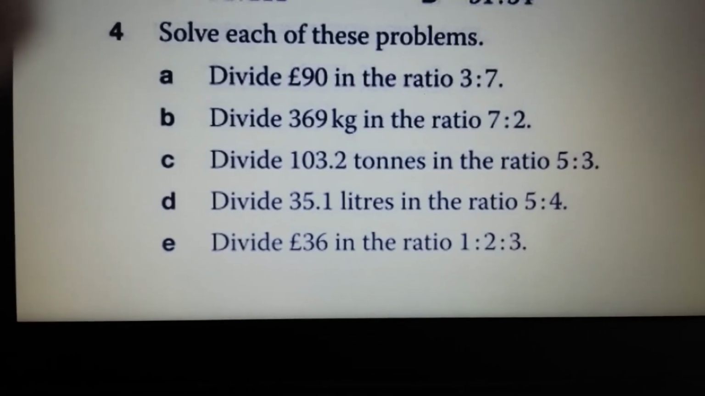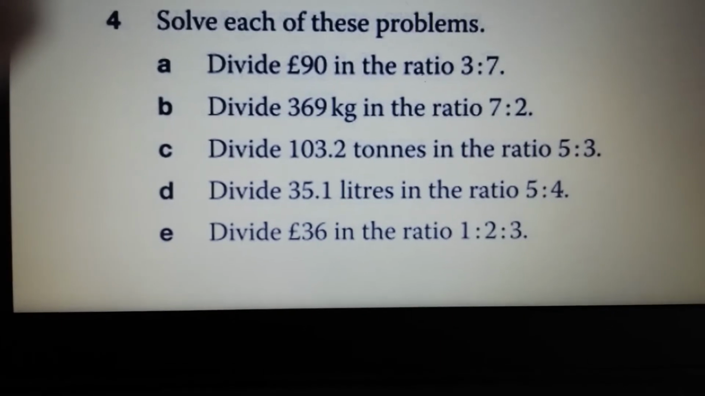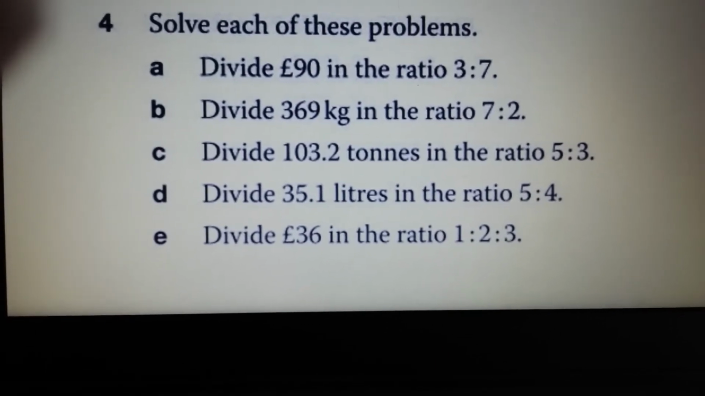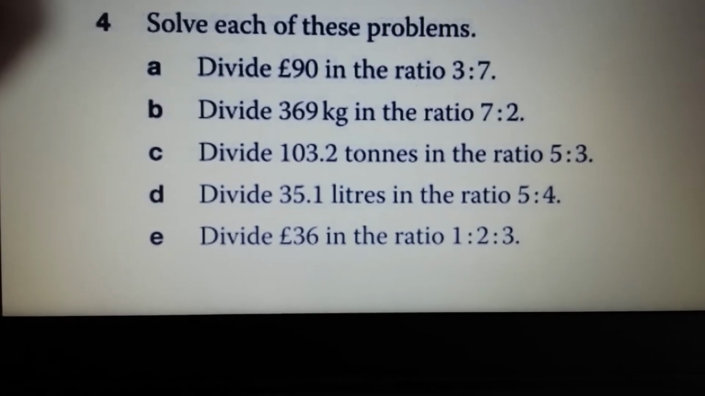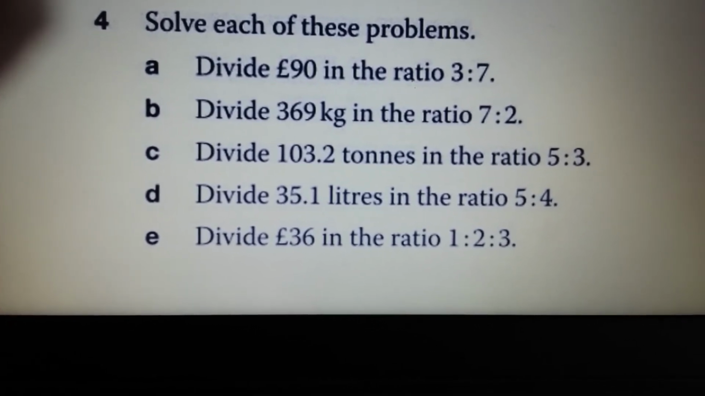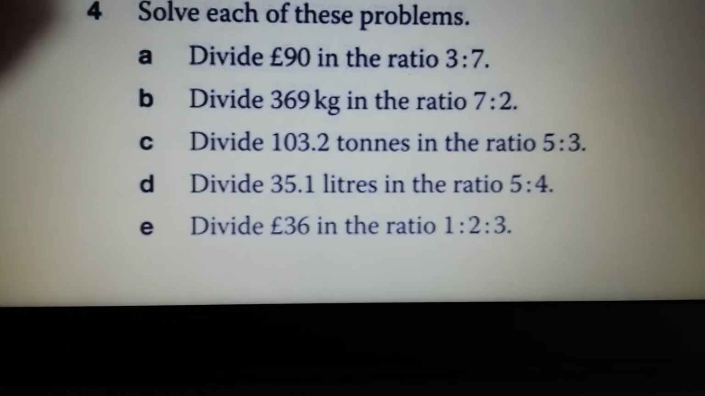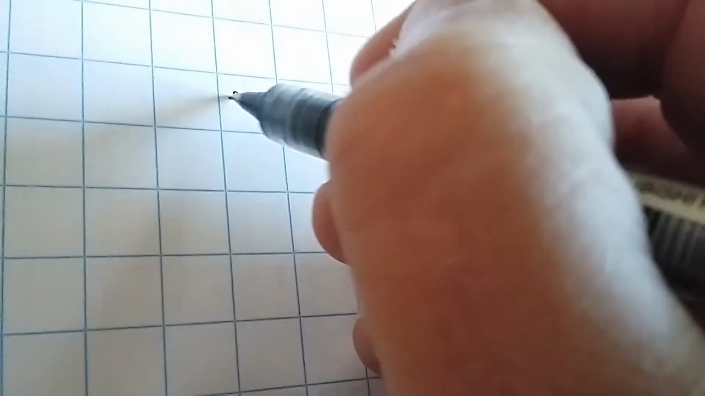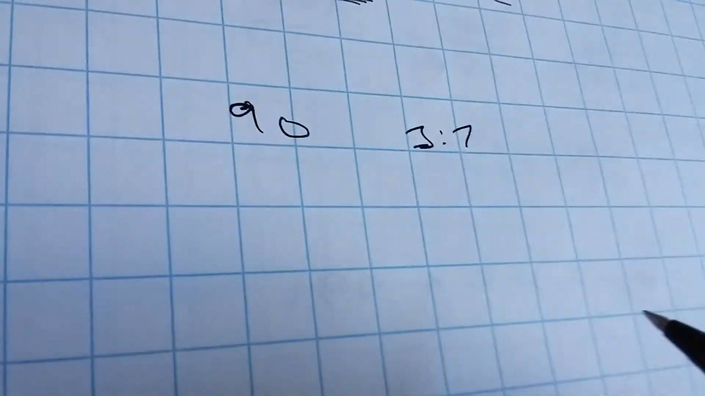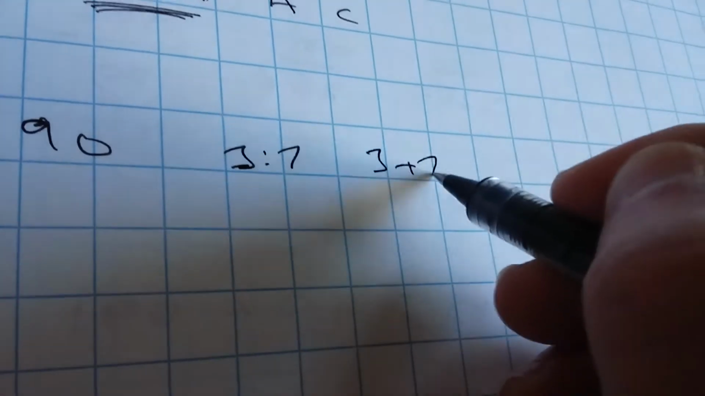Now we're moving on to the real meat of these problems, when we're actually going to be splitting an amount into a ratio. So I'm going to do A and C for you. Starting with A, seems a sensible place to start. We're going to do 90 in the ratio of 3 to 7. So I always like to write the facts down, 90 into the ratio of 3 to 7. So we've got 3 shares and 7 shares. So in total, I've got 3 plus 7 shares. So I've got 10 shares.